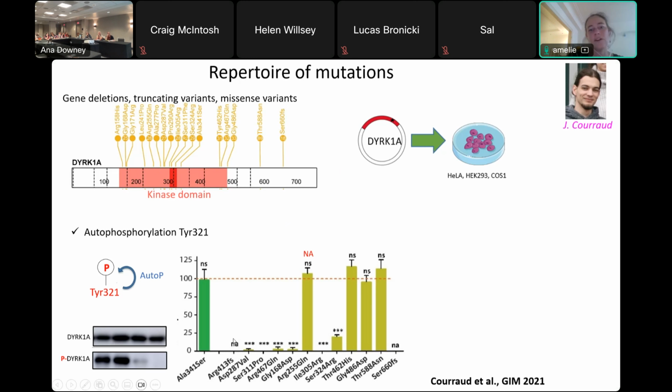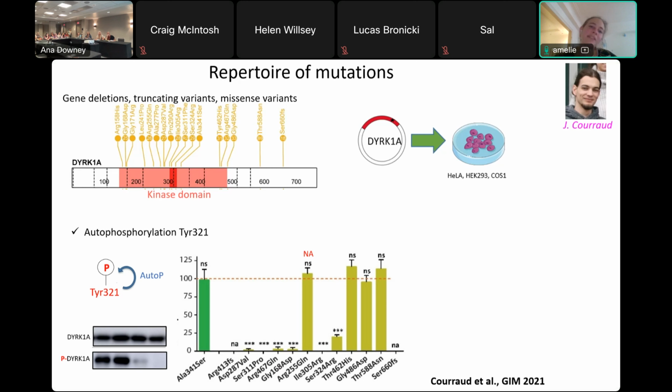You can see that most of the variants located in the kinase domain here will totally abolish the ability of DYRK1A to phosphorylate itself, except one here that was finally classified as non-pathogenic. But for the other ones, we could confirm that they are pathogenic and involved in the clinical features presented by the individual, and so they have a DYRK1A syndrome.